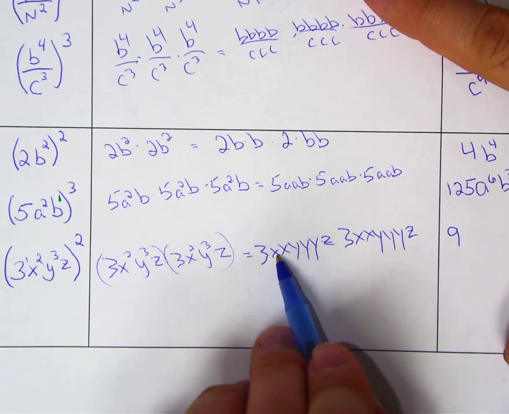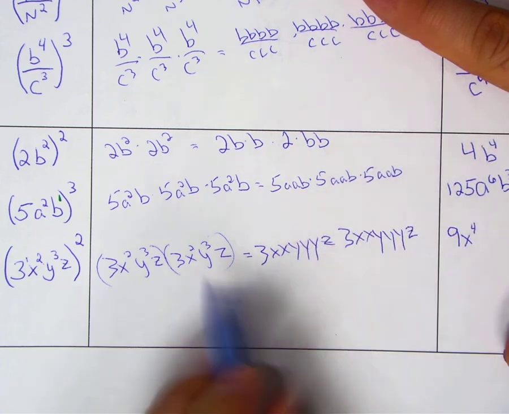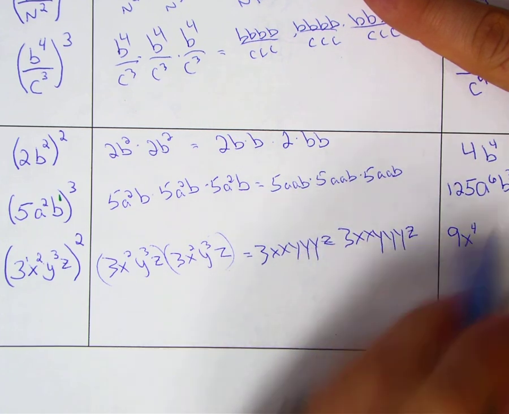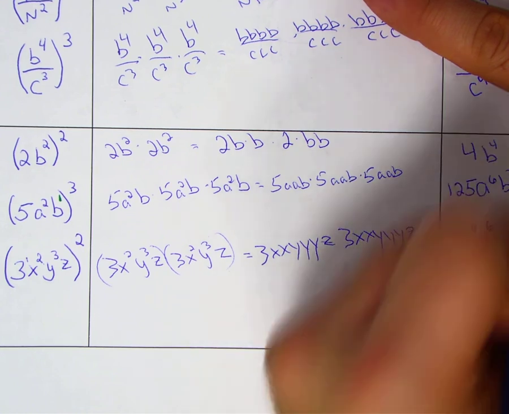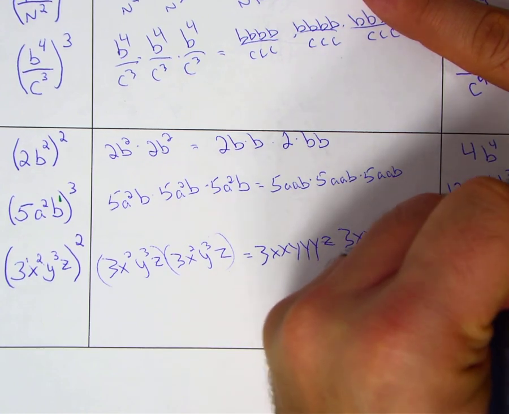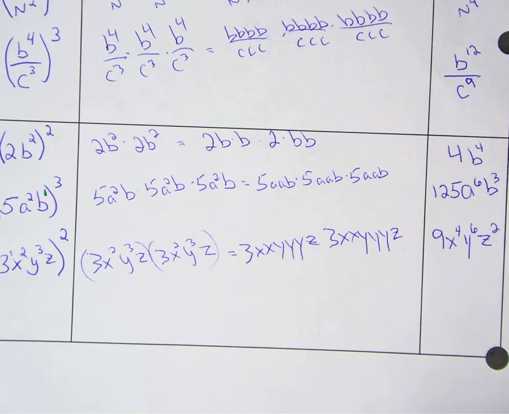So we take the x's, 2 x's and 2 x's, so that's 4 x's, so that's x to the fourth. Y's, we got 3 and 3, 6, so that'd be y to the 6. And z's, we have 2 of them. So 9x to the fourth, y to the 6th, z squared. Okay?